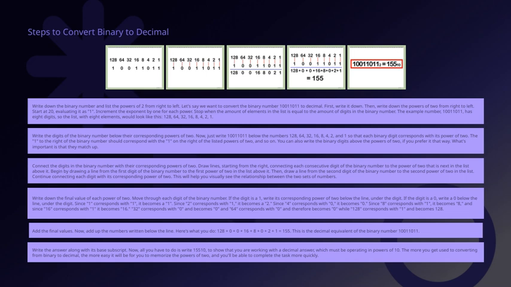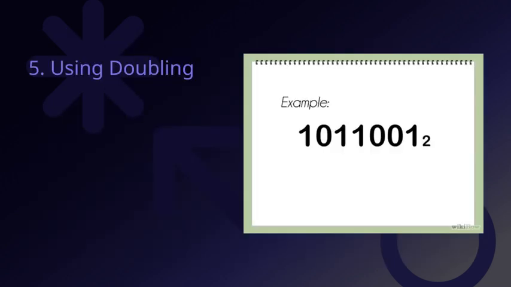The more you practice these steps, the more familiar you'll become with powers of 2, and converting will become quicker and more intuitive. Now, let's talk about using doubling as a powerful technique. Doubling involves taking a key concept or element and repeating it to reinforce its importance. This can help make your message more memorable and impactful.